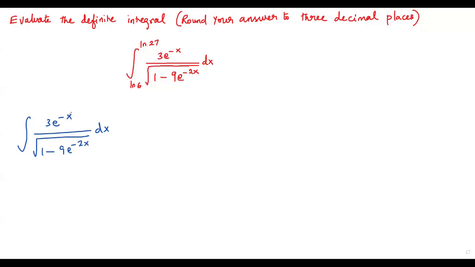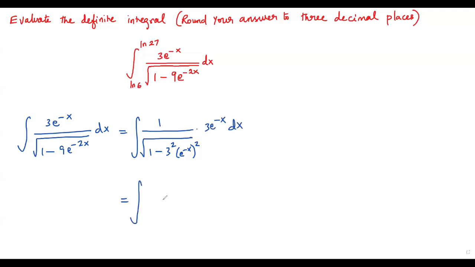Now I'm going to write this 3 times e to the power of negative x along with this dx. Then we'll have 1 in the numerator. Let me write it. So integral 1 over square root of 1 negative, and also this 9 can be written as 3 square, and this e to the power of negative 2x can be written as e to the power of negative x whole square. And we can write this one with dx over here. Then we get 3 times e to the power of negative x times dx.